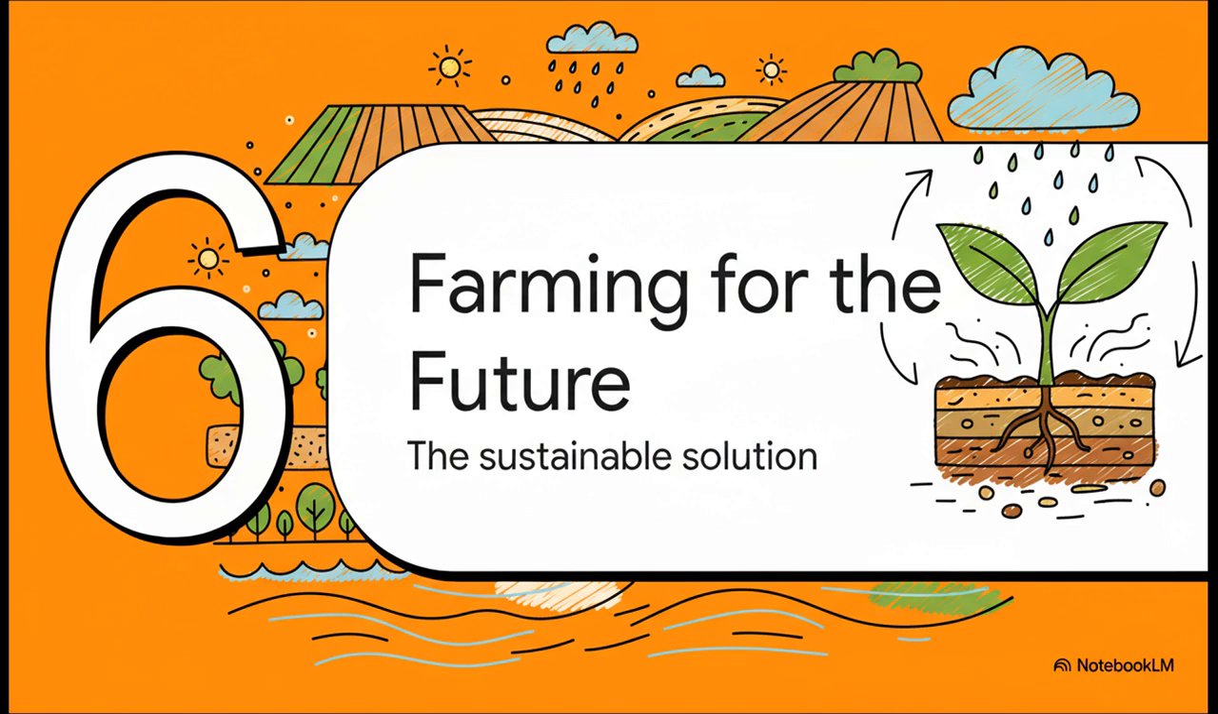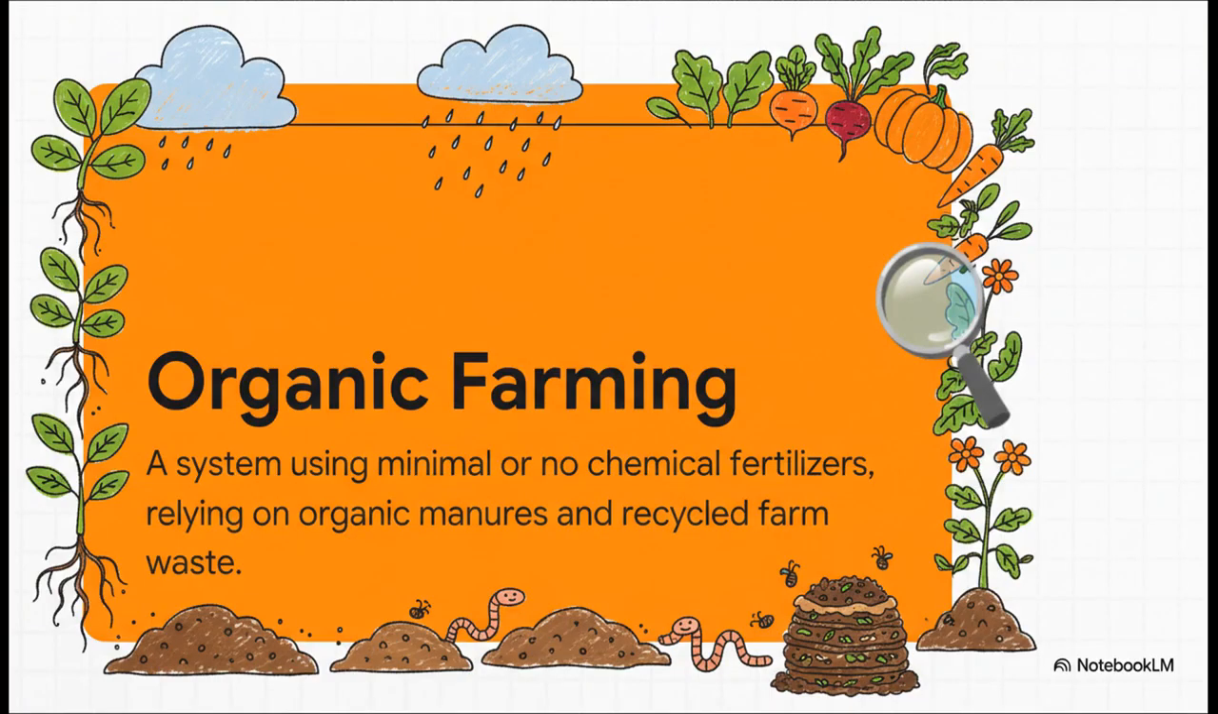This leads us to our final section, farming for the future. We need a sustainable solution. And one of the best sustainable solutions we have is called organic farming. What is organic farming? It is a farming system where there is minimal or even zero use of chemical fertilizers, herbicides, and pesticides. Instead, the focus is on using organic manures, recycled farm waste, and what are known as bioagents to maintain the health of the soil and the crops.